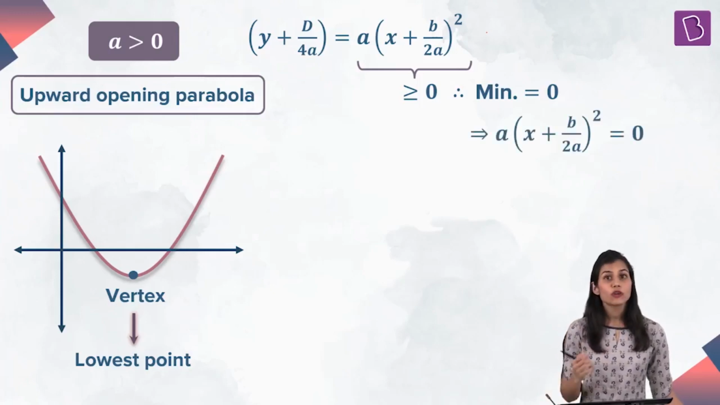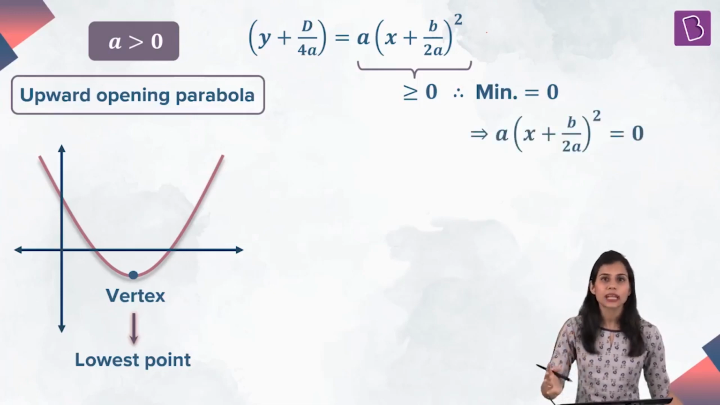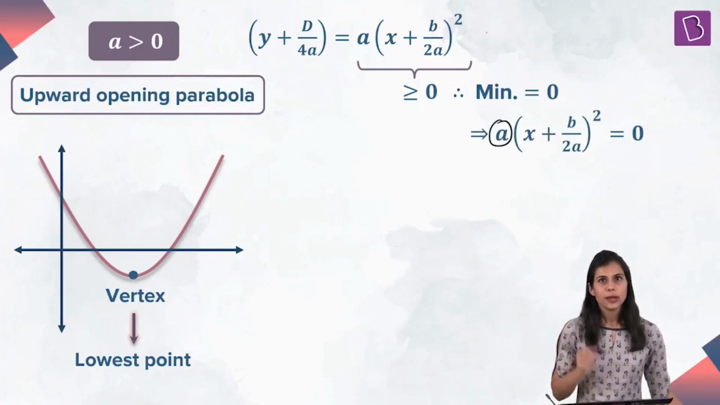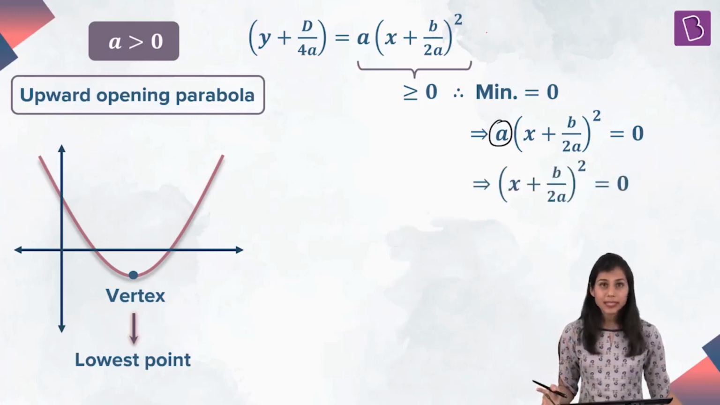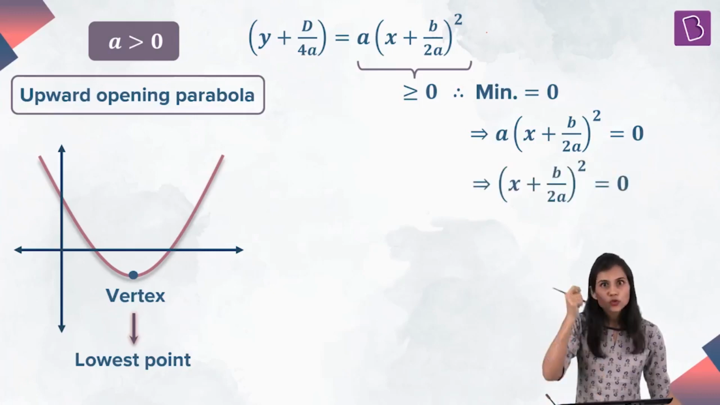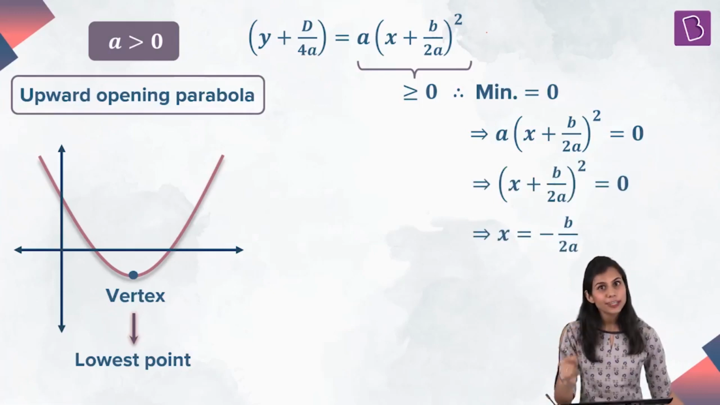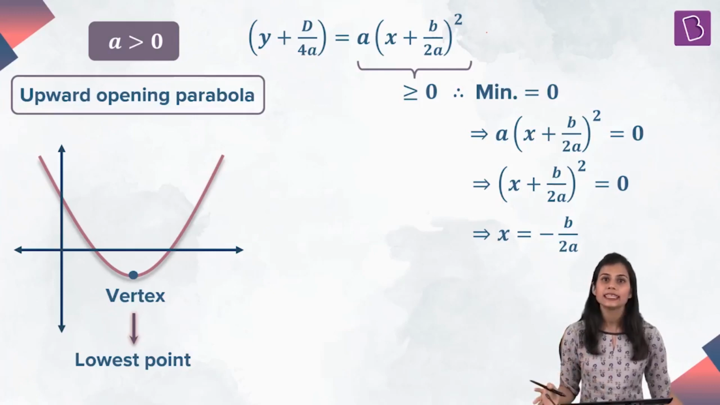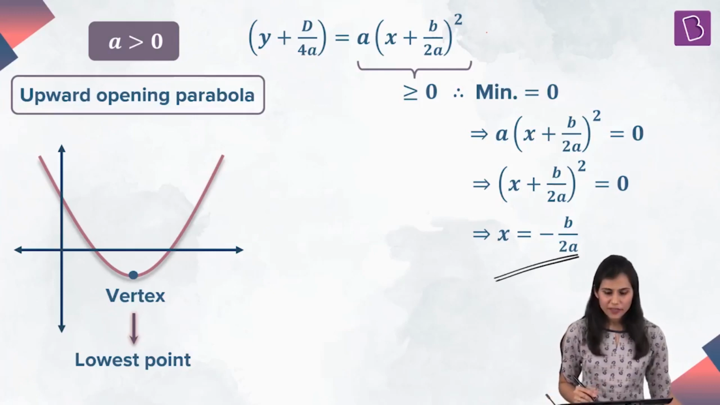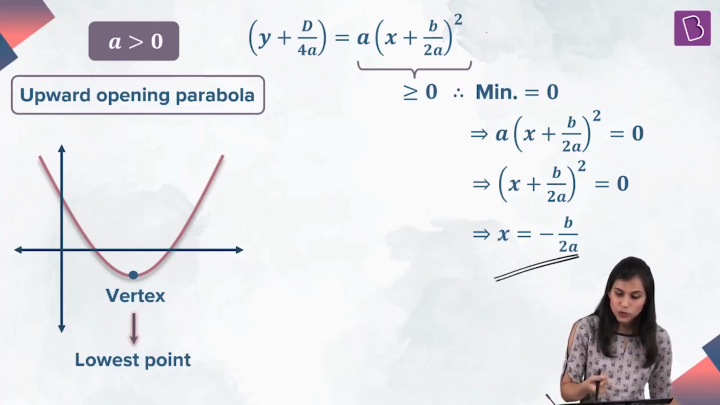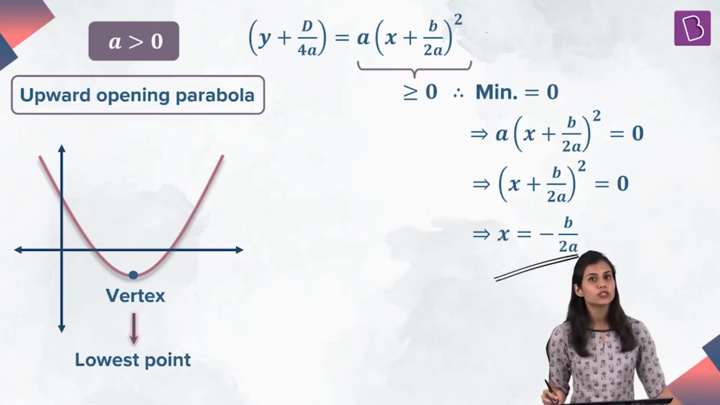Now, I want to find out for what value of x it is becoming 0. Well, it's pretty simple. a is positive. Positive into something is 0 only when that something is 0. And the square of a real quantity is 0 only when that real quantity is 0. So what do you get? x plus b by 2a is 0. That means x is minus b by 2a. It's corresponding to this value of x that my right-hand side expression is obtaining its least value equal to 0.